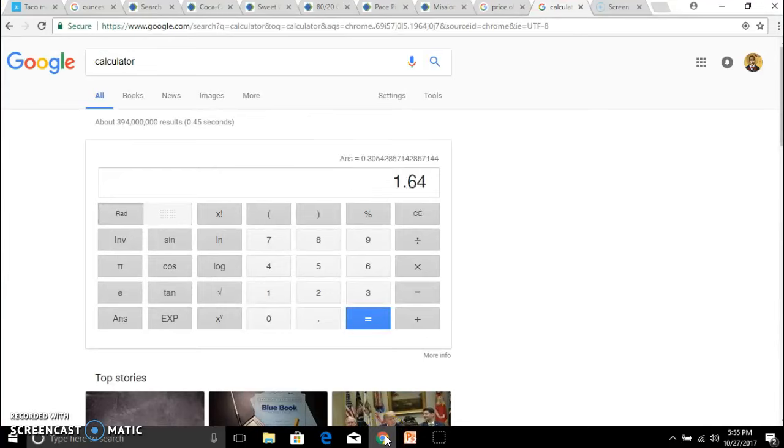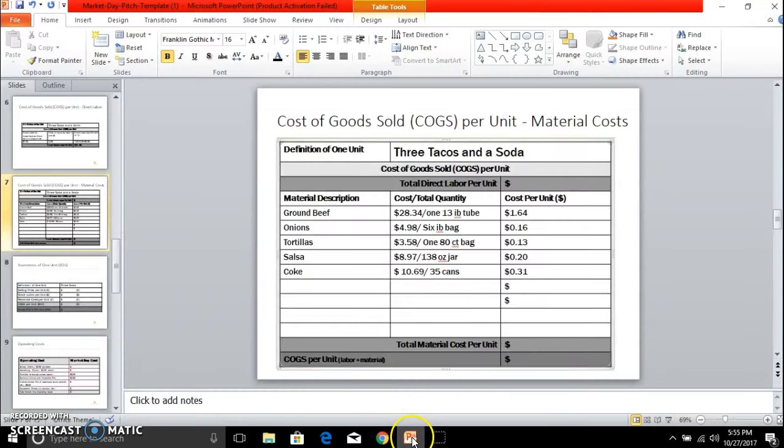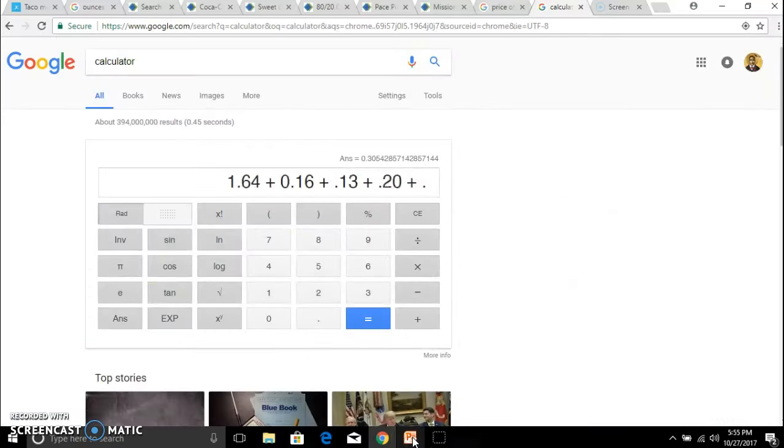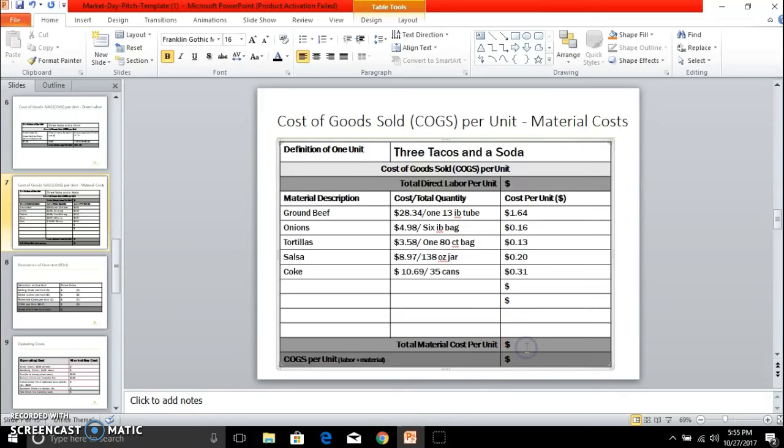Now we add all these up. $1.64 plus 0.16 plus 0.13 plus 0.20 plus 0.31, and we get about $2.44 as our total material cost per unit. So when we serve 3 tacos and a soda, if we wanted to break even, we'd want to serve it at $2.44 in terms of material costs alone, but we also have to include labor.